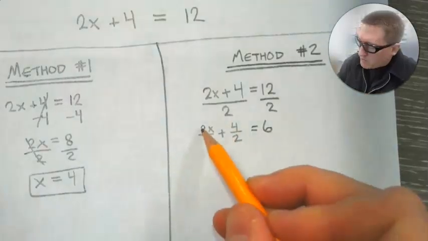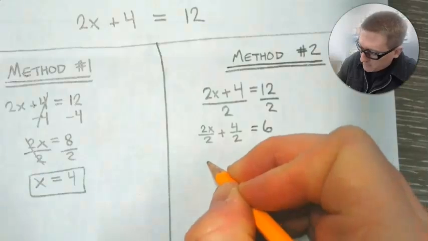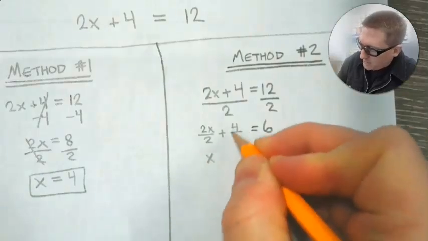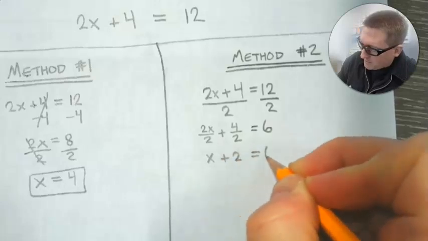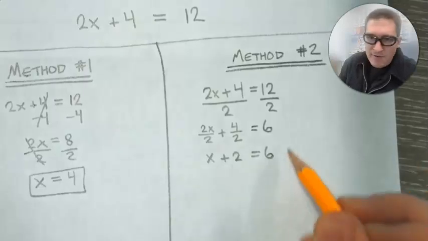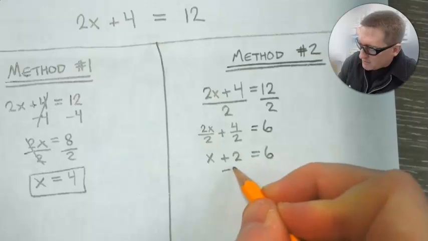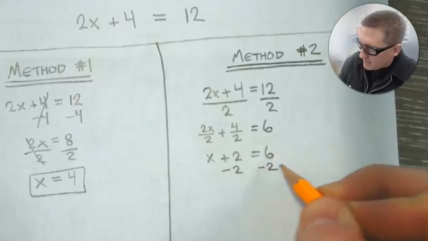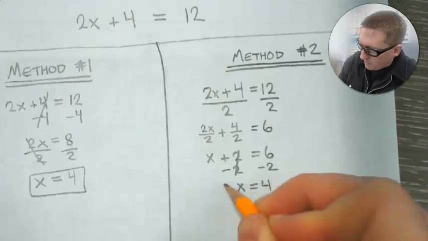Over here, I have 2 divided by 2, which will give me 1 times x, meaning 1x. And over here, I have 4 divided by 2, which gives me 2. And on the right side of the equation, I have 6. And now we have that 6th grade problem of a number plus 2 equals 6. I'm going to subtract 2 from this side and that side. And that gives me an answer of 4.